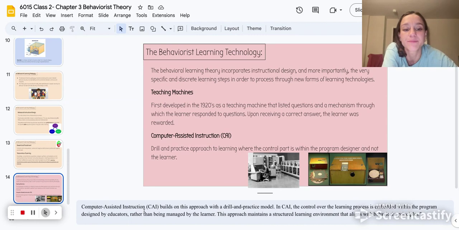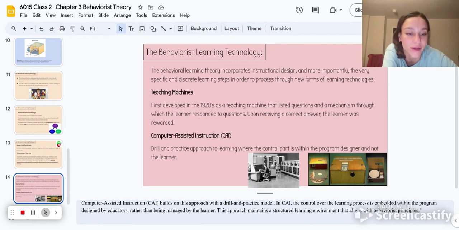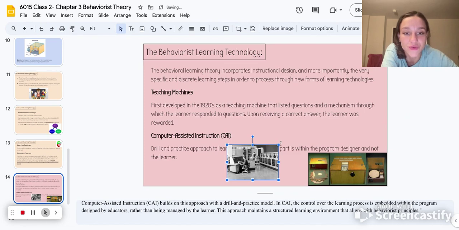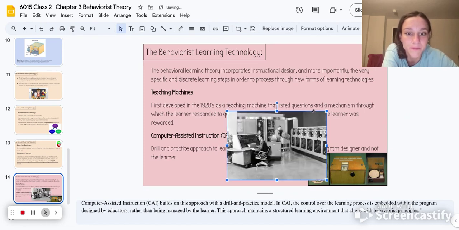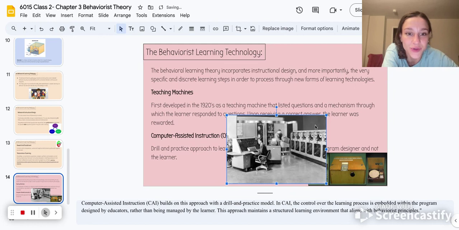Computer-assisted instruction builds on this approach with a drill and practice model. In computer-assisted instruction, the control over the learning process is embedded within the program designed by educators rather than being managed by the learner. So this approach maintains a structured learning environment that aligns with behaviorist principles. And here I have two images, which now that I'm done reading, I can make bigger. So these are the computer-assisted instruction.